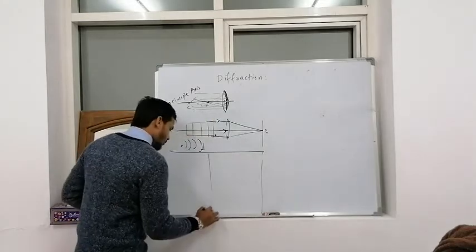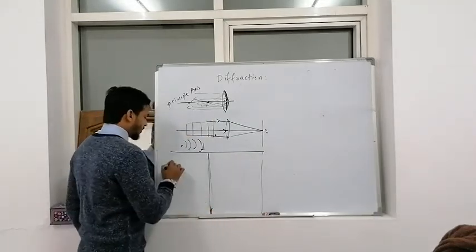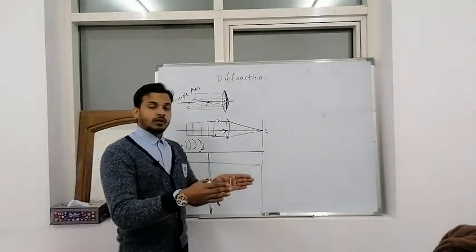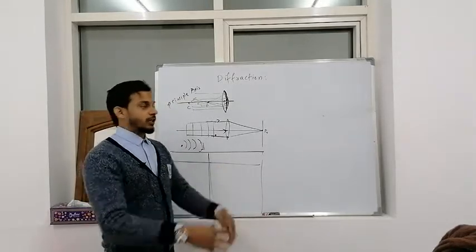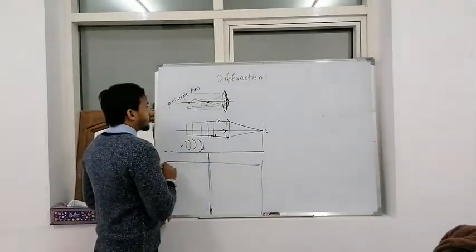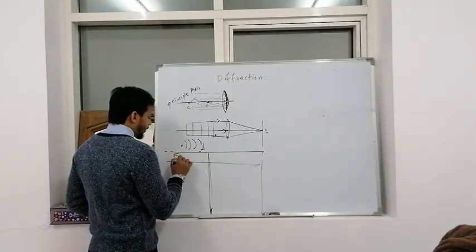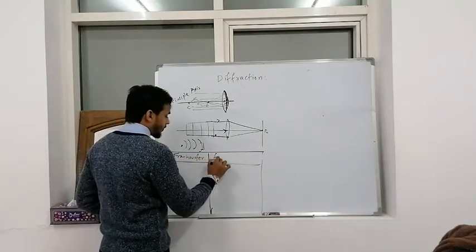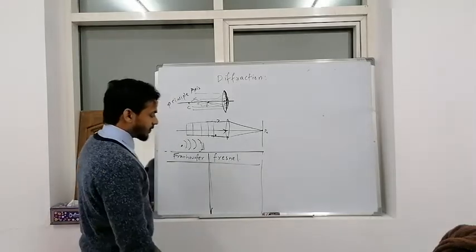Okay. Now, I am going to tell you there are two types of diffraction. What is diffraction? Revise once again. It is the bending of light from the edges of the obstacle, which enters into the region of shadow. In diffraction, we have two types: Fraunhofer diffraction and Fresnel diffraction.